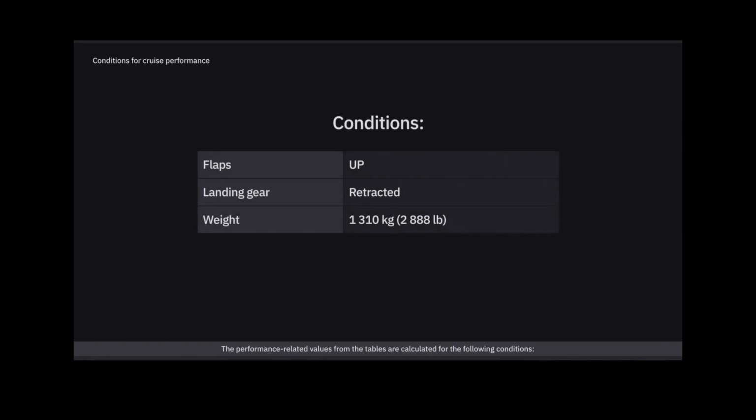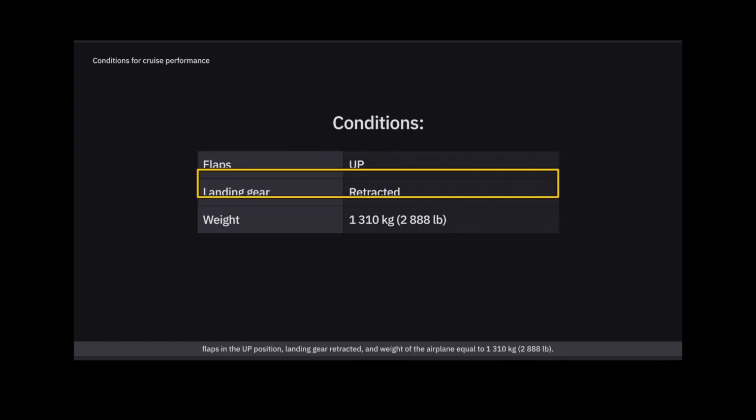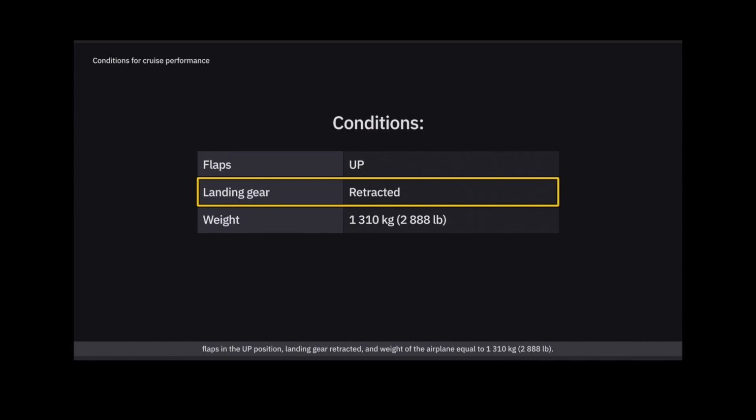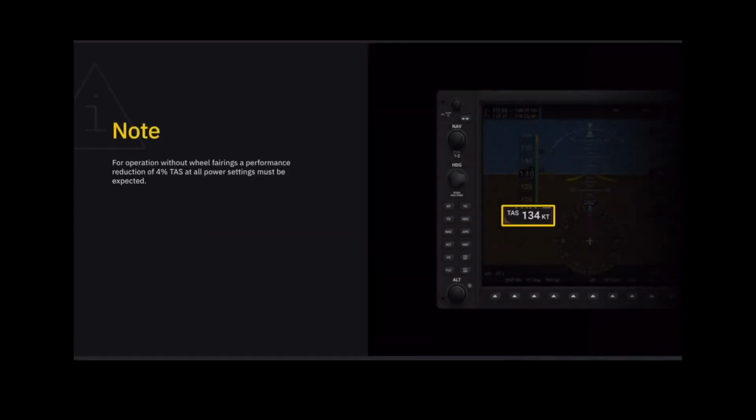The performance-related values from the tables are calculated for the following conditions: flaps in the up position, landing gear retracted, and weight of the airplane equal to 1,310 kilograms. Note: for operation without wheel fairings, a performance reduction of 4% true airspeed at all power settings must be expected.